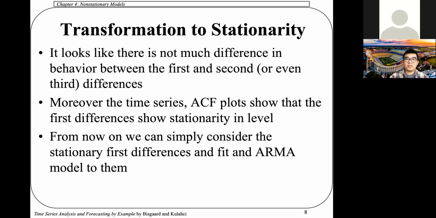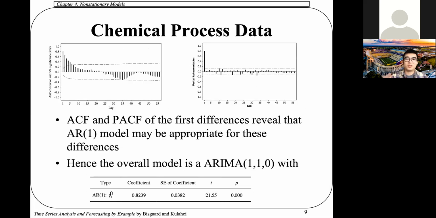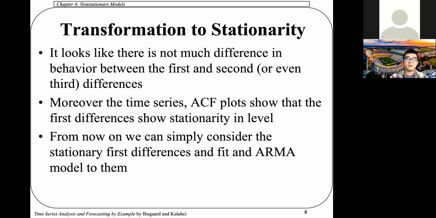Okay, so to study this data, all we need to do is to take the first difference, and then we will just apply this first differenced data to our ARMA model. So we'll just fit an ARMA model to the first differencing. That's basically what we do here. And from here, we will just do everything exactly the same as our ARMA model.